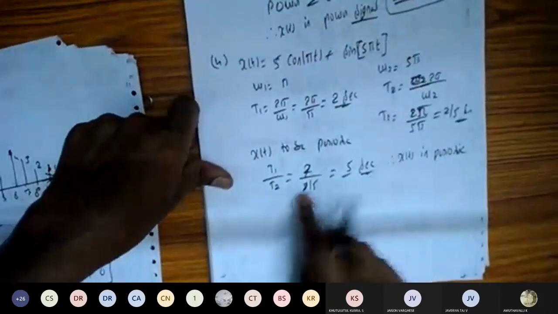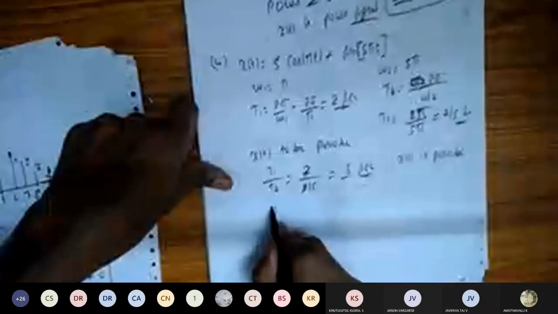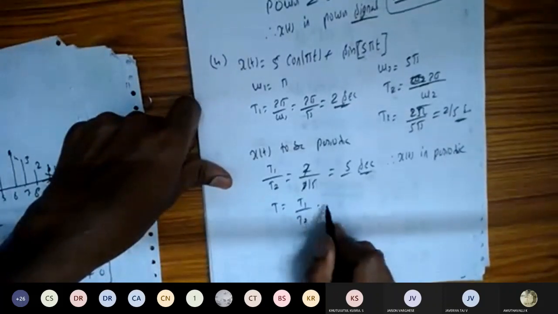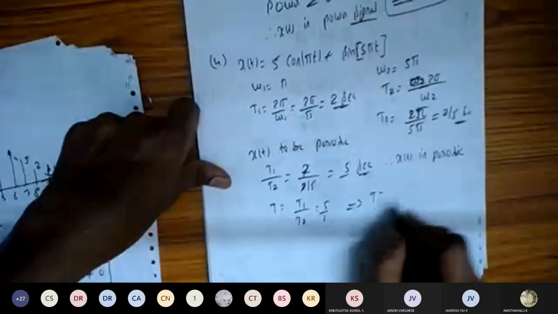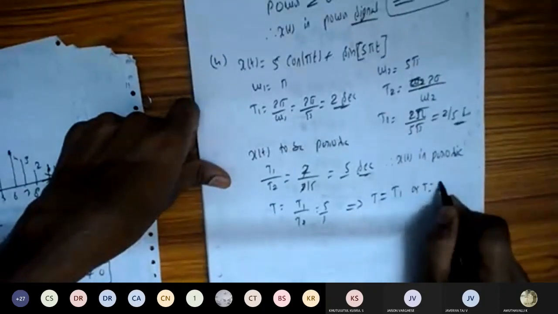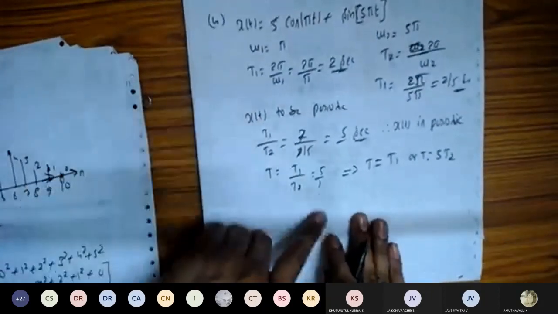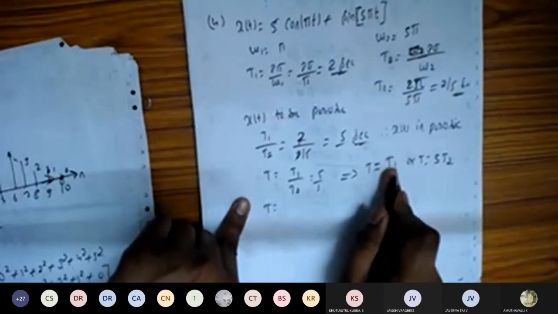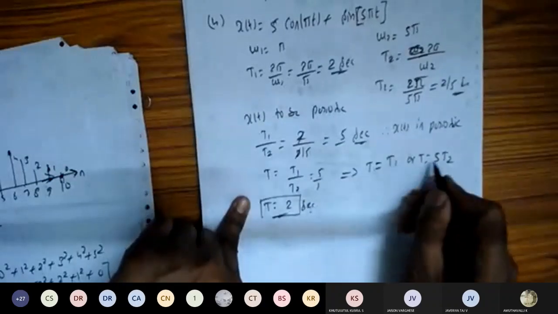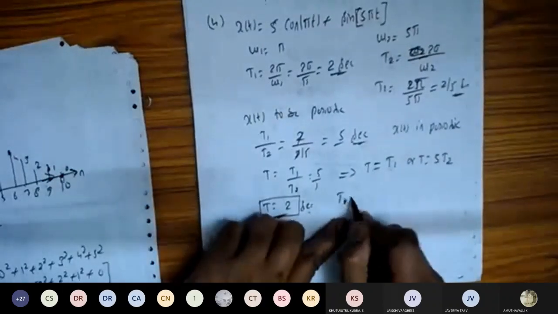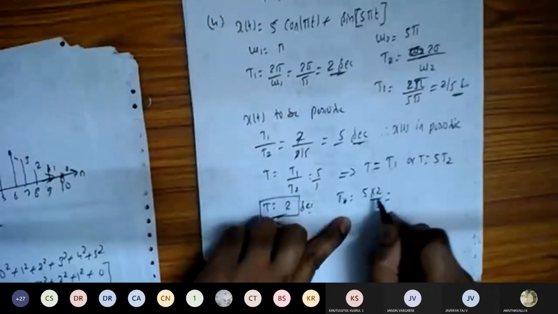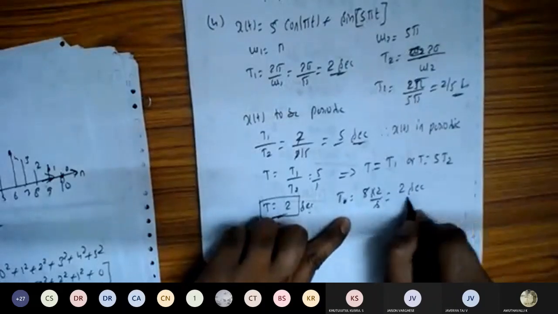Got it now? First you need to find out whether the signal is periodic. The fundamental period T is given by T1 by T2, so this is 5 by 1. This implies that T is equal to, you can cross multiply as I told, either T1 or 5 into T2. T1 is 2 seconds. Or let us find it using 5 into T2, so 5 into 2 by 5. The 5 will get cancelled, and we get the same answer, 2 seconds.